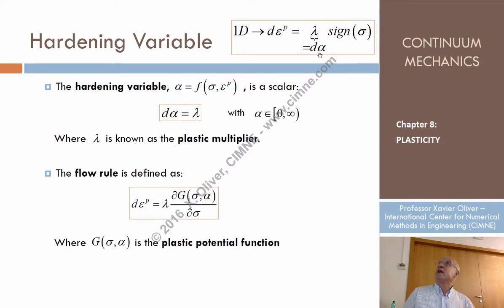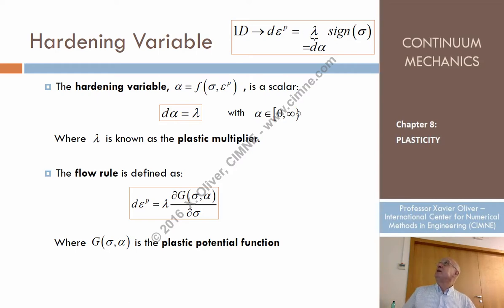Well, what do we do here? Well, essentially the same. Well, in fact, we change the name. To this increment of alpha, d alpha, we call it lambda, and it's known as the plastic multiplier. It's a scalar, and it's always positive, as alpha was positive.